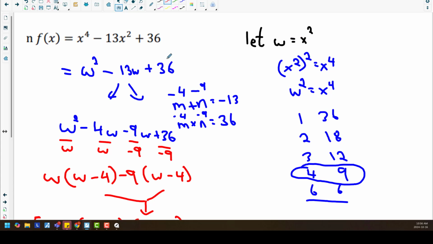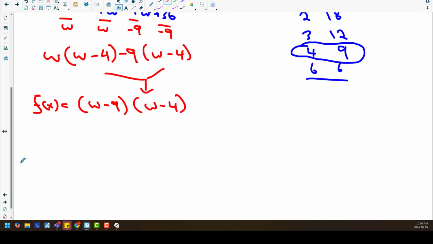So we now resubstitute x squared. Wherever we see a w now, write x squared. So we have x squared minus 9 and x squared minus 4. Question is, can we factor this further?